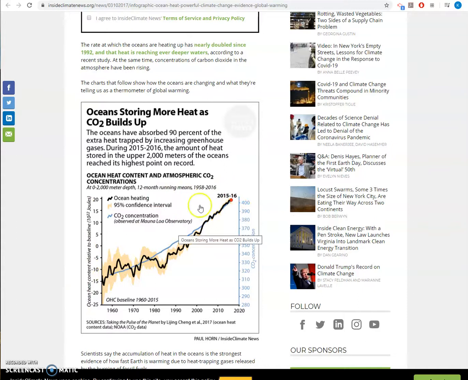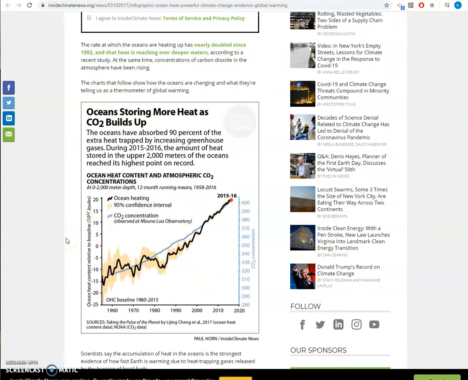So this actually mixes a bunch of data together. You don't need to use the tan one, but the blue one is our CO2 measurement. So this is the CO2 in the atmosphere. You can see that it's going up. And then the black line is the temperature of the ocean. You can see that that's going up as well. So those things look like they're following the same trend.